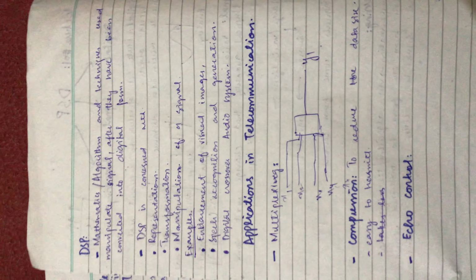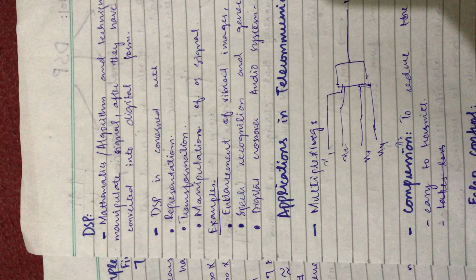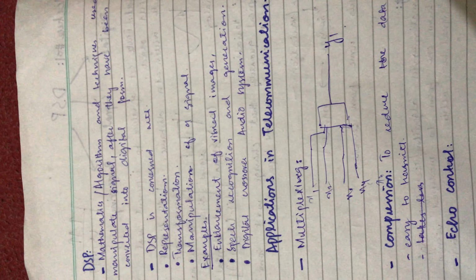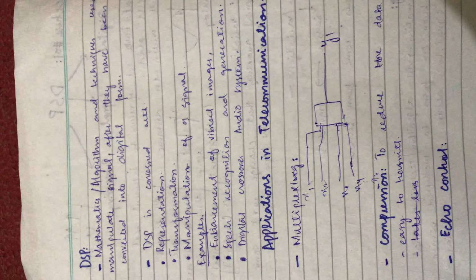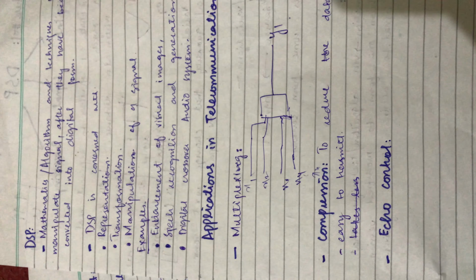So DSP collectively is concerned with three things, which are the representation, transformation, and manipulation of a signal. Its examples are the enhancement of visual images, speech recognition, and regeneration. Its applications in the telecom field are multiplexing, compression, and echo control.